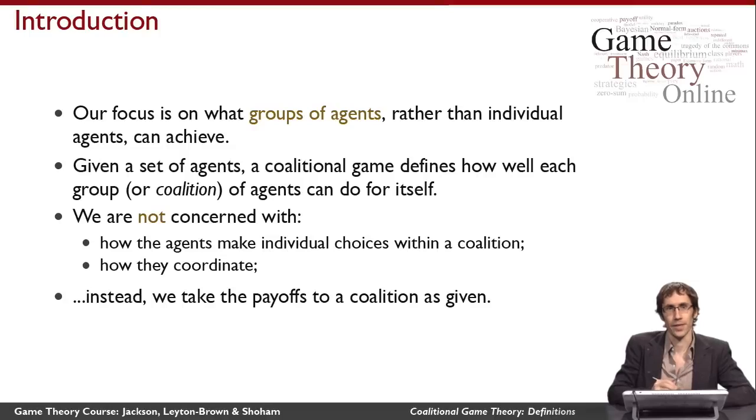itself. Now, in particular, in a coalitional game, we're not going to think about how the agents individually divide work up within the coalition, or how it is that they coordinate with each other in order to form a coalition. We're going to take all of that as given, and instead just think about how the coalition does altogether, what kinds of payoffs they're able to achieve.